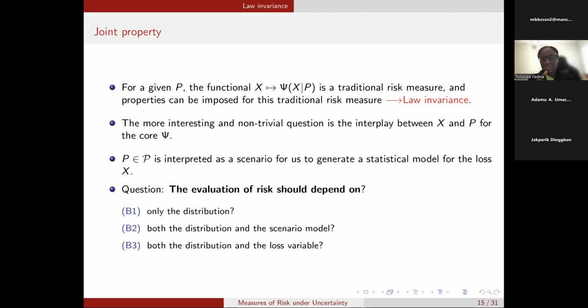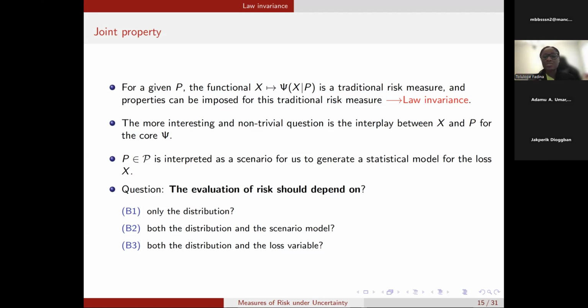Okay, so now let's quickly go through the law invariance property. Like I said during my introduction, law invariance basically tells us that if I have two portfolios with the same distribution, then I should assign the same risk value to these two portfolios. So it's another important property in risk measures. Now that we are considering model uncertainty, the question is, what would be the formulation for law invariance in this particular framework?